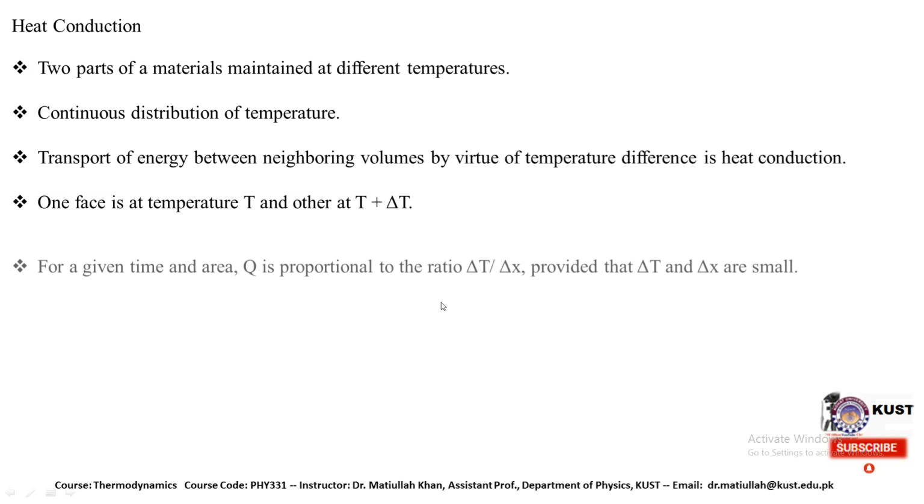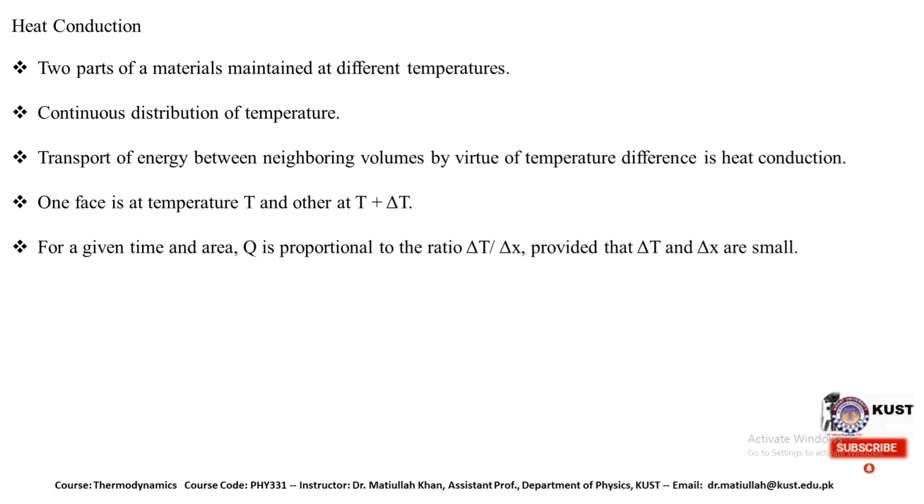So we consider that for a given time and area, Q is proportional to del T divided by del X. This also depends upon the width of that material, provided that del T and del X are small. Del X is the distance through which the heat moves, the length of that particular volume element we are considering, and del T is the difference of temperature. So what happens?